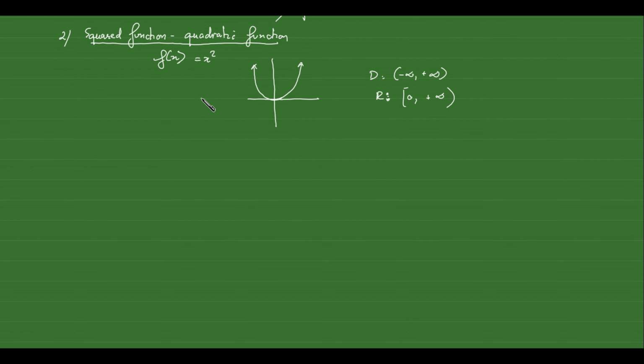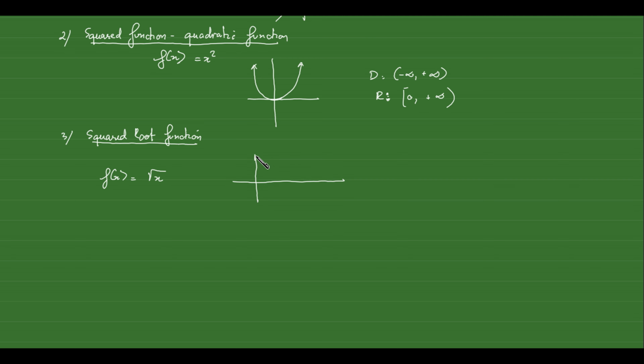The parent function. Number 3 is the square root function. The square root function looks like this: f of x equals the square root of x, and the graph of this function will be something like this.